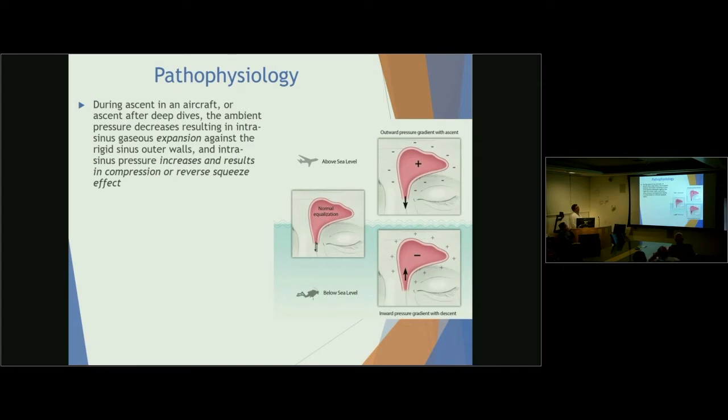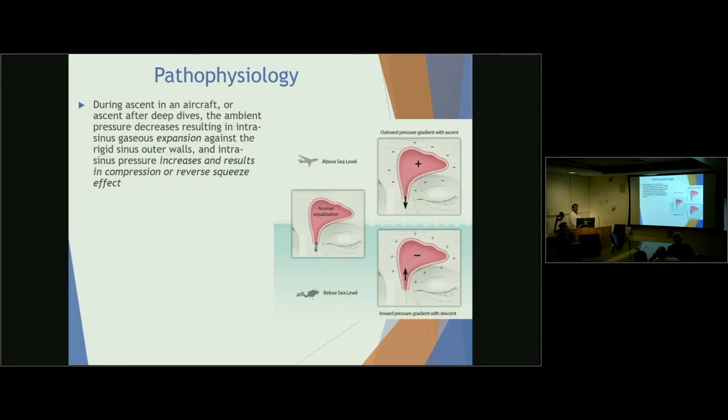Whereas during descent, the ambient pressure increases. That actually causes a decrease in the intrasinus volume and kind of squeezes the sinus. In the aviation field, these terms are commonly used. They're called squeeze injury or reverse squeeze injury. Also, reverse squeeze is called compression, and a squeeze injury is called decompression.